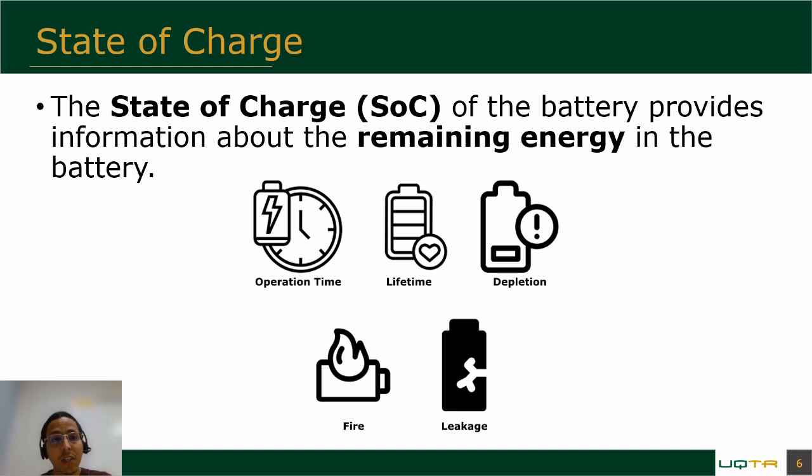The battery state of charge is critical information to solve the problem related to energy management of the robot. The state of charge provides information about the remaining energy in the battery and is a critical parameter to ensure safe and efficient operation of the robot. State of charge is essential to design the operation of agricultural robots and could help to increase operation time and lifetime, avoid over-discharge and unexpected shutdown due to battery depletion, and also avoid battery damage due to overcharge that could lead to a fire or an electrolyte leakage.